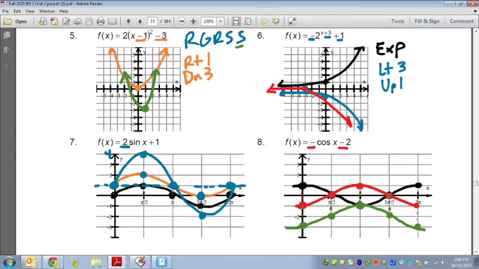So there's a quick run through of 3 different types of equations, and I hope that video was helpful.